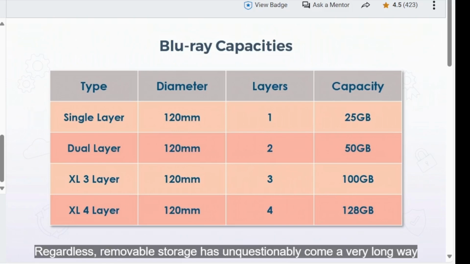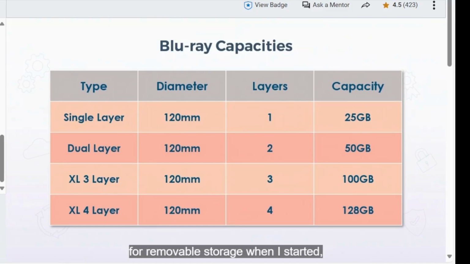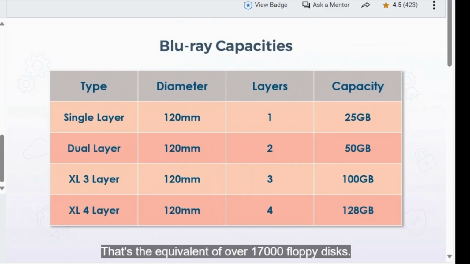Regardless, removable storage has unquestionably come a very long way since I began my career, with capacity levels and speeds that were simply unimaginable at the time. I reiterate, the 3.5-inch floppy disk was the standard for removable storage when I started, and it stored 1.44 megabytes. Even just a single layer Blu-ray disc stores 25 gigabytes. That's the equivalent of over 17,000 floppy disks.